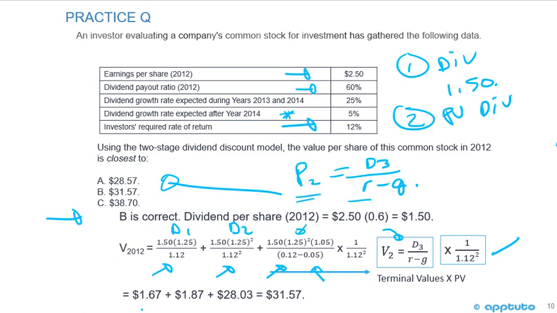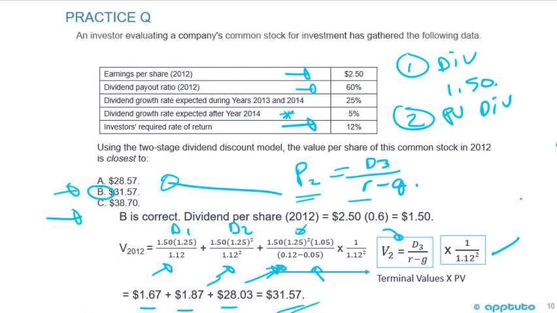So what do you get? I'm not going to bring up the calculator in the interest of time to work through all the math. It's just mechanical. $1.67 is the present value of dividend 1. $1.87 is the present value of dividend number 2, and $28.03 is the present value of the terminal value. Add them all up together, you get 31.57. So the correct answer is B.